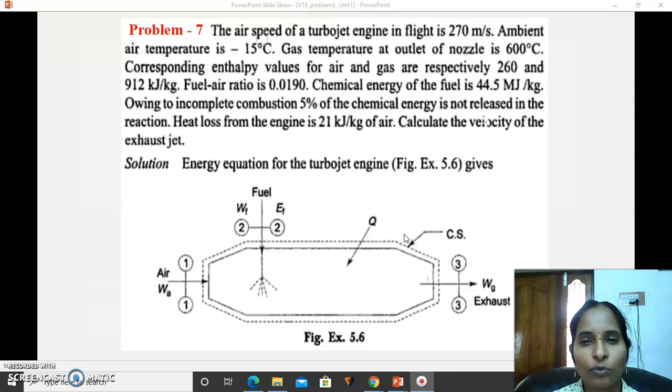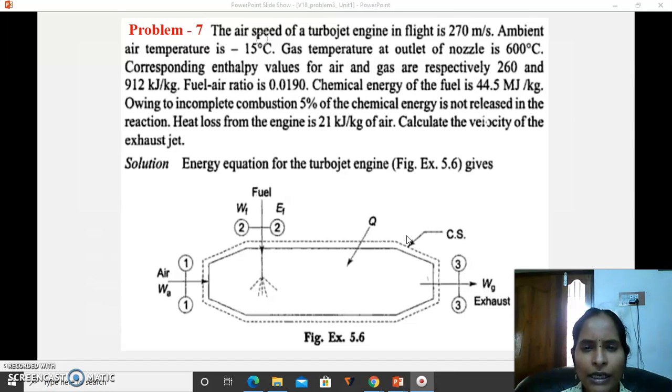Here a turbojet engine is being given. Engine means, you know very well, fuel and air are added, and finally we are getting the exhaust gases. Our ambient air temperature is given, and the gas temperature at the outlet of the nozzle is given. Enthalpy values for air and gas have been given, and the fuel air ratio is there. The chemical energy of the fuel as an input was given.